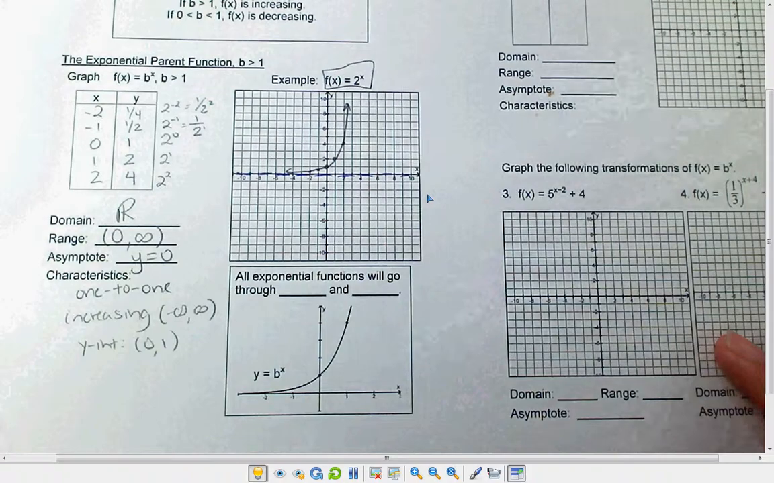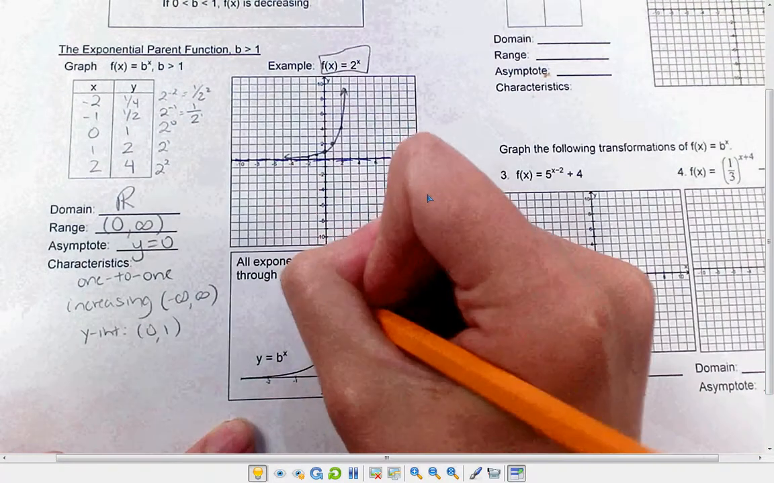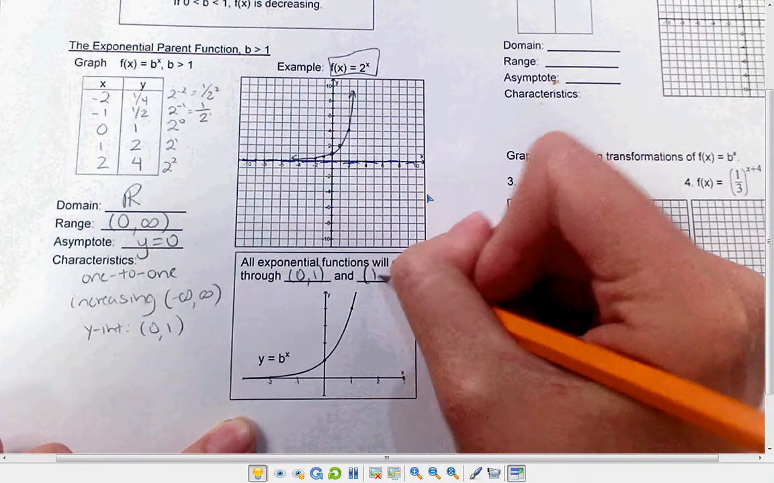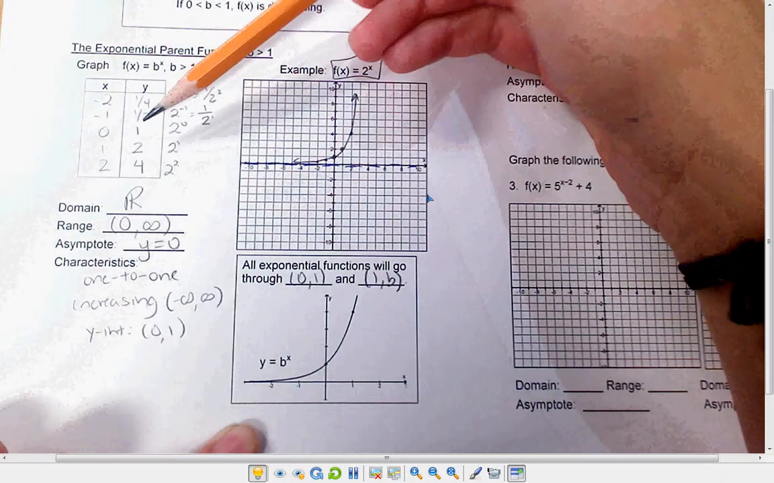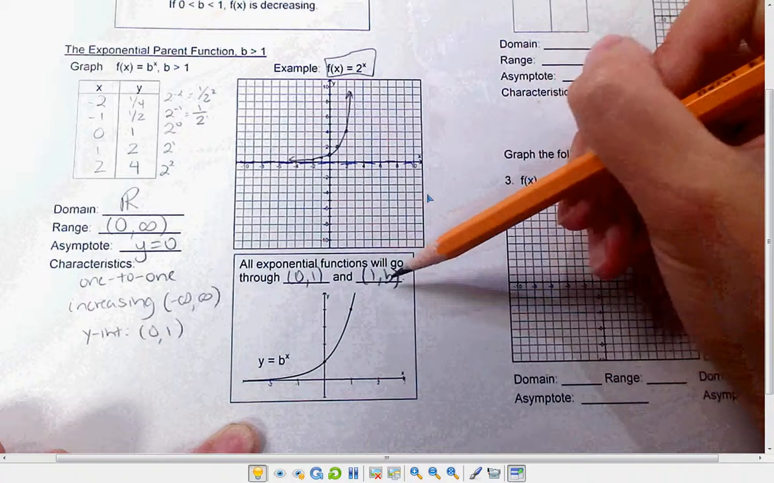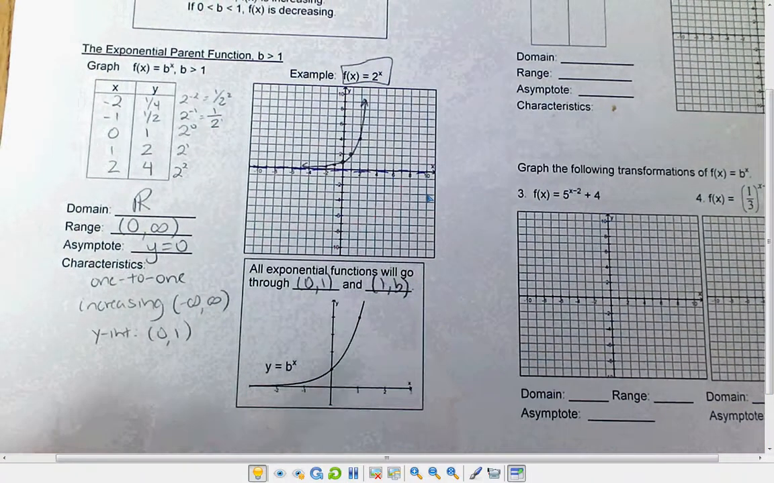So what you should notice about all exponential graphs, every single exponential function is going to go through the points 0, 1 and 1, b. Because anything to the 0 power is 1, and anything to the first power is itself. So no matter what the base is, you're always going to go through those 2 points.